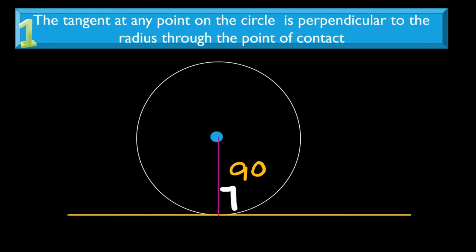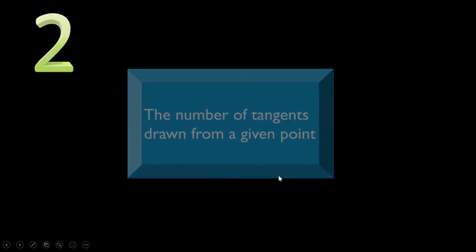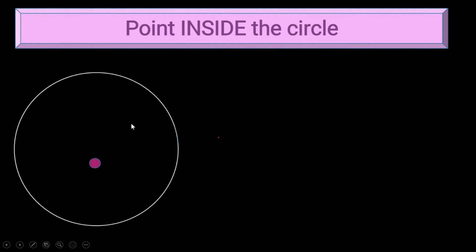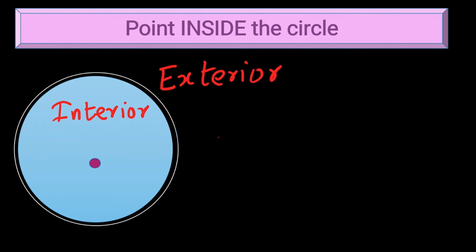Let's proceed. The second property is the number of tangents drawn from a given point. Let's check how many tangents we can draw from a particular point. If this is a circle, this point is inside the circle. This is the interior region and this is the exterior region. So the point lies within the interior region of the circle.